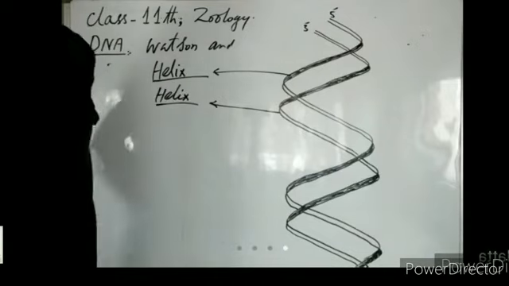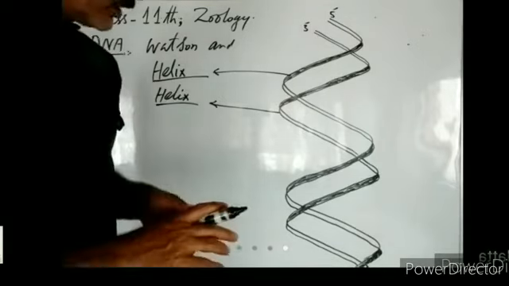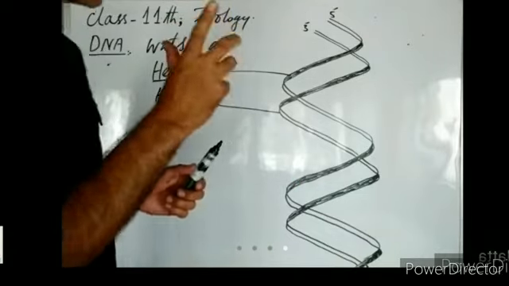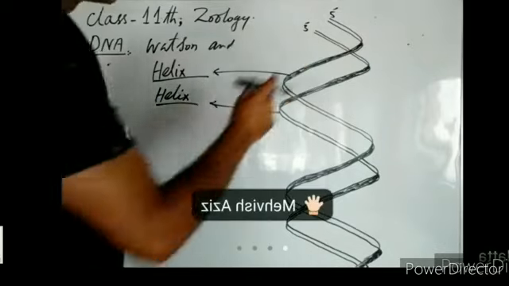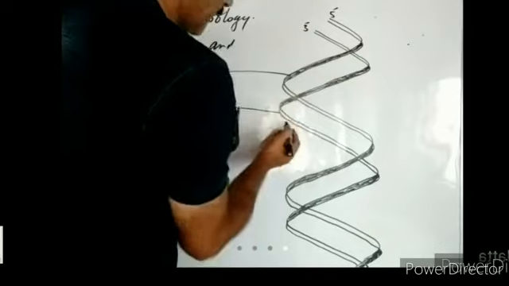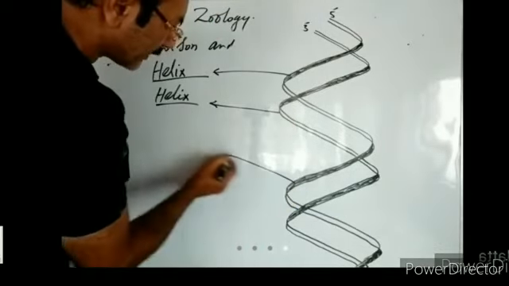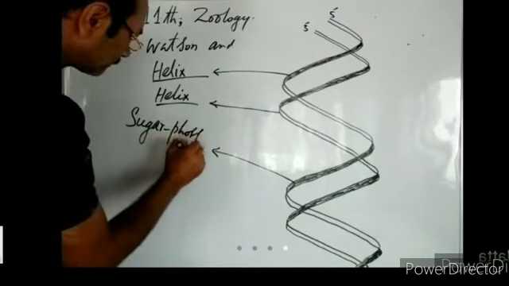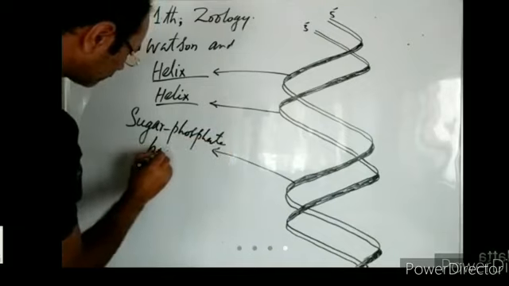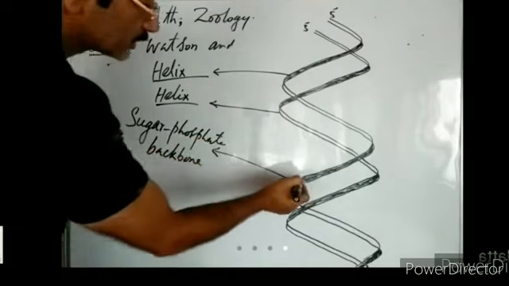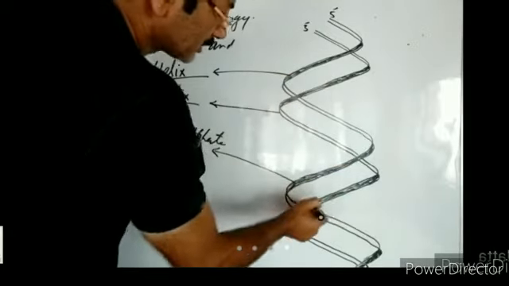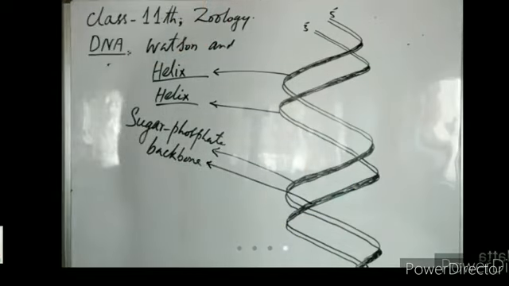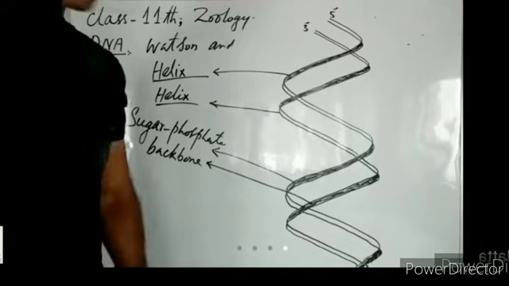These two helices, these two strands, coil around an imaginary axis to assume this helical shape. What are these two strands? They are actually sugar phosphate backbones. Each strand is a sugar phosphate backbone. This is one sugar phosphate backbone. This is another sugar phosphate backbone. That means they are formed of pentose sugar and phosphoric acid.